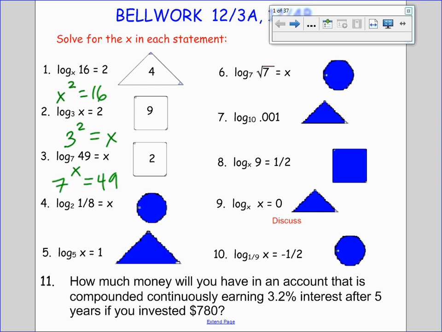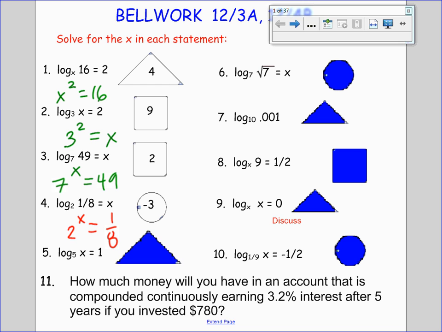2 to the x equals 1/8. The only way to make that 2 into a fraction is if I take its reciprocal. So what kind of exponent causes you to take the reciprocal, Braden? Negatives would be -3. Absolutely, thank you. We need a negative exponent to make that 1/2, and then to the third power equals 1/8. Raise your hand if you had -3 for number 4. That's awesome. Good job, you guys.